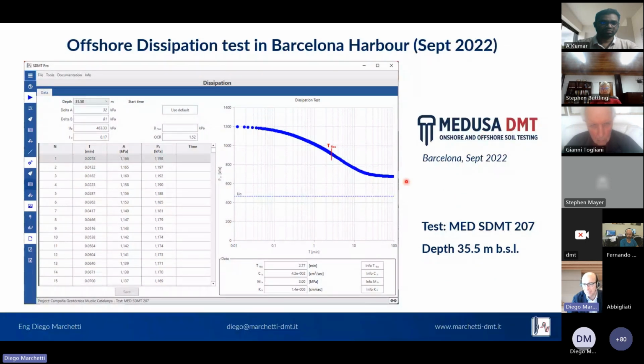Another example is in the harbor of Barcelona, where we performed various tests with the Medusa DMT and also seismic tests. And in this case, again, the dissipation test provided a very regular curve with the flex point for the coefficient of consolidation and permeability. In this case, we are offshore with a depth of 35.5 meters below sea level.